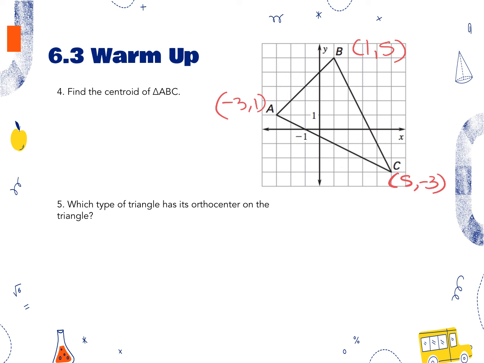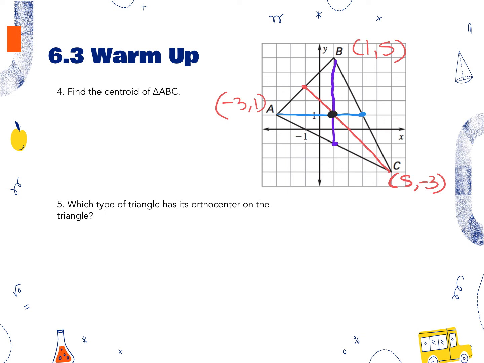So now I could draw in all the medians. So I've got a median right here. It's going to this midpoint. I've got another median right here. Goes from the vertex to the midpoint. And then I can draw in the last one. It's going to go from here to here. And you can see the point of concurrency is the 1, 1.